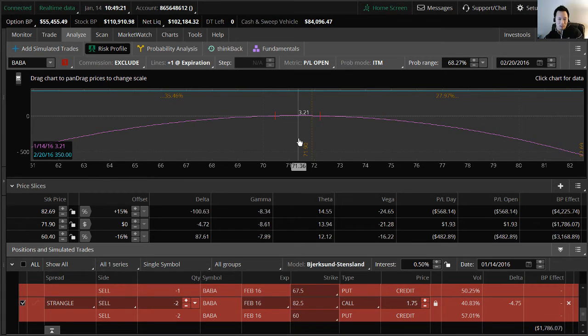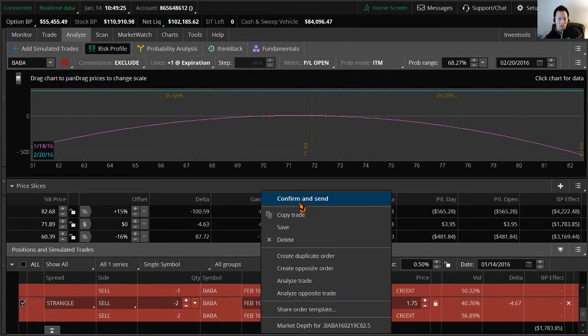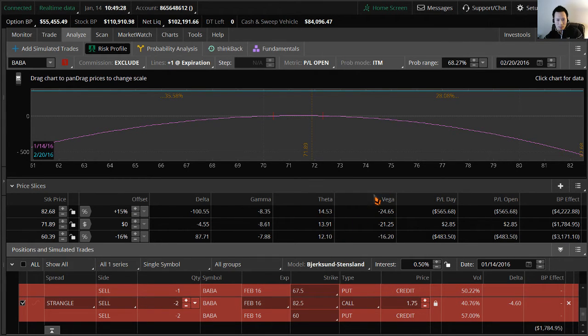So let's go with 350 bucks. I'm going to put this order in, $350 worth of premium for $1,400 in buying power. Pretty good.